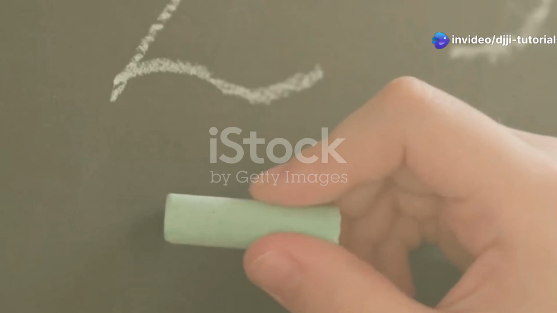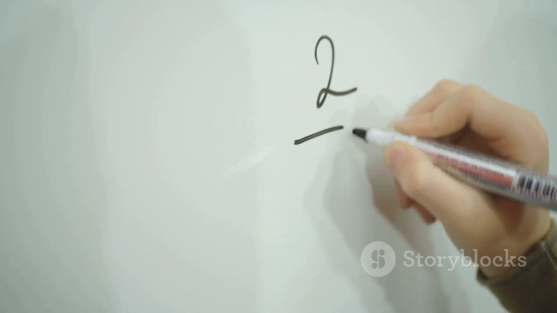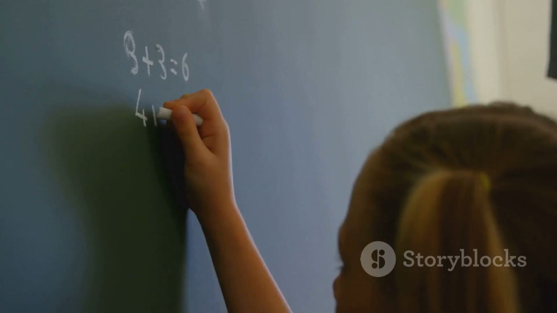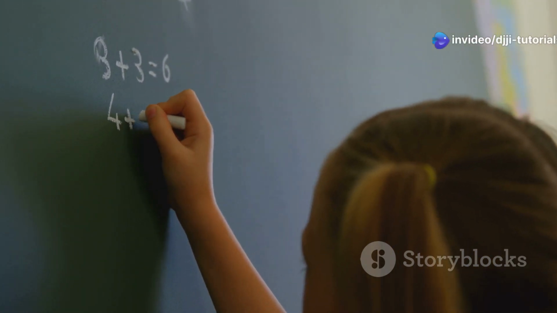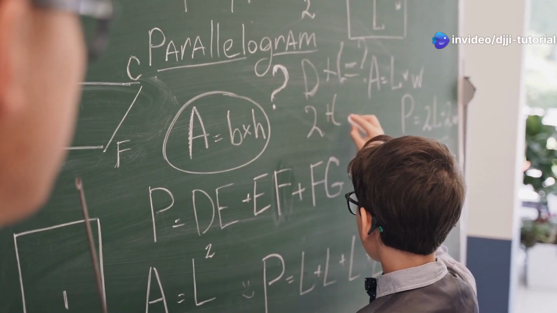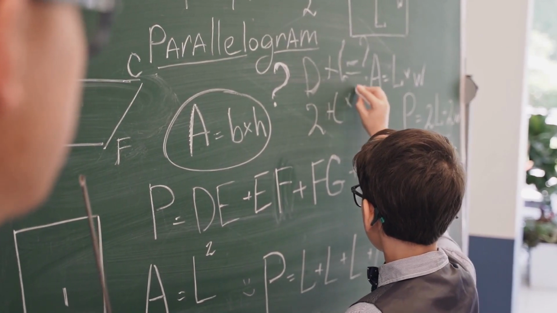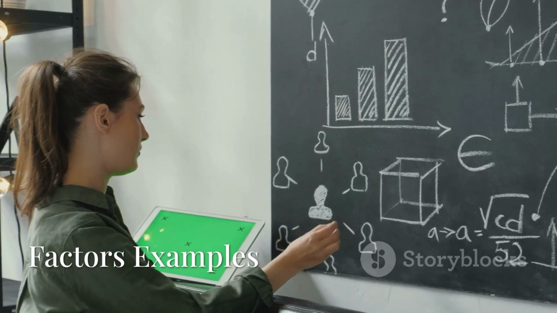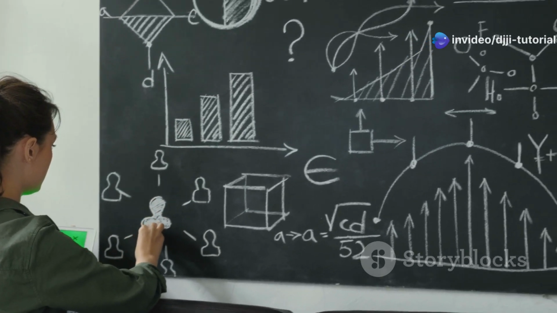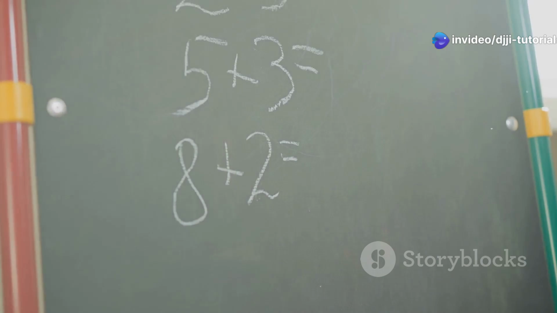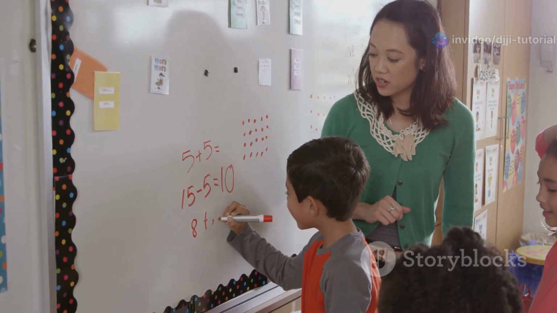For example, the numbers 2, 3, 5, 7, 11, and 13 are all prime numbers. The number 2 is the only even prime number, while all other even numbers can be divided by 2, making them composite. What is a factor? A factor is a number or algebraic expression that divides another number or expression evenly without leaving a remainder. For example, the factors of 12 are 1, 2, 3, 4, 6, and 12, as each of these numbers can be multiplied by another whole number to yield 12.